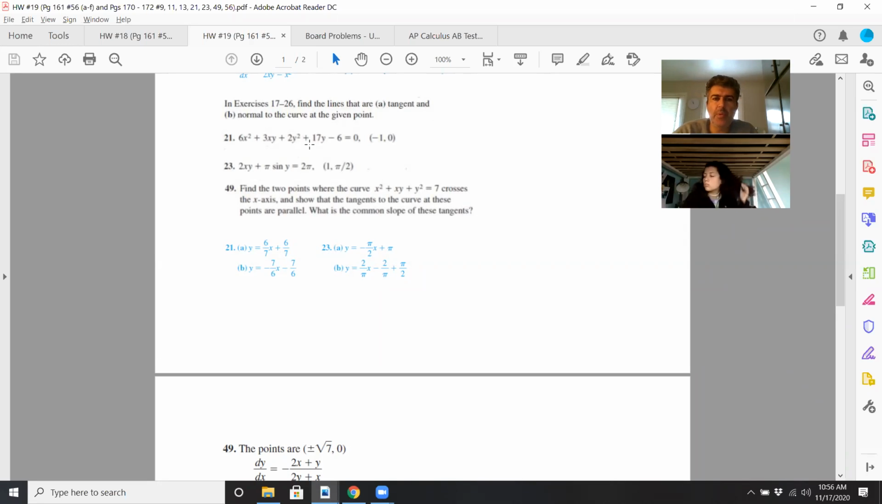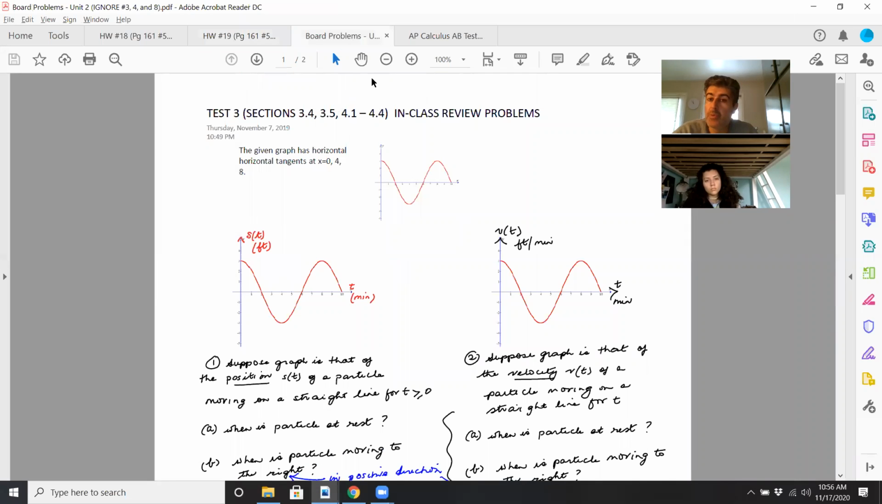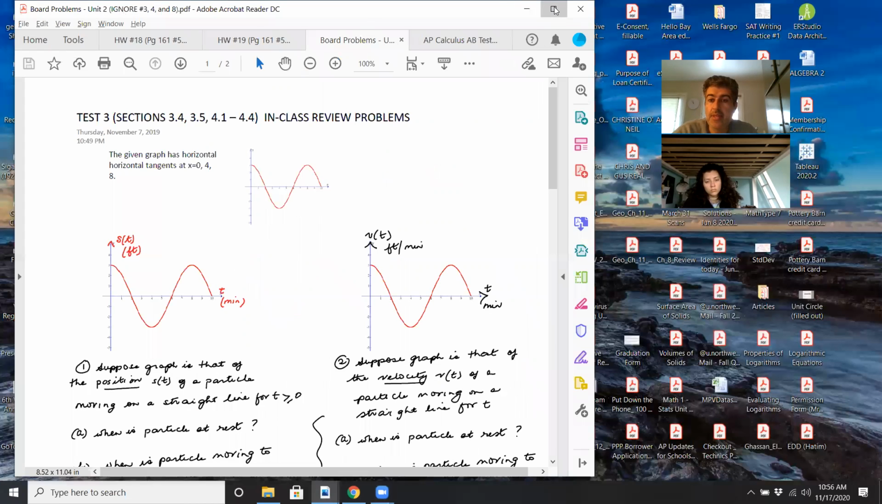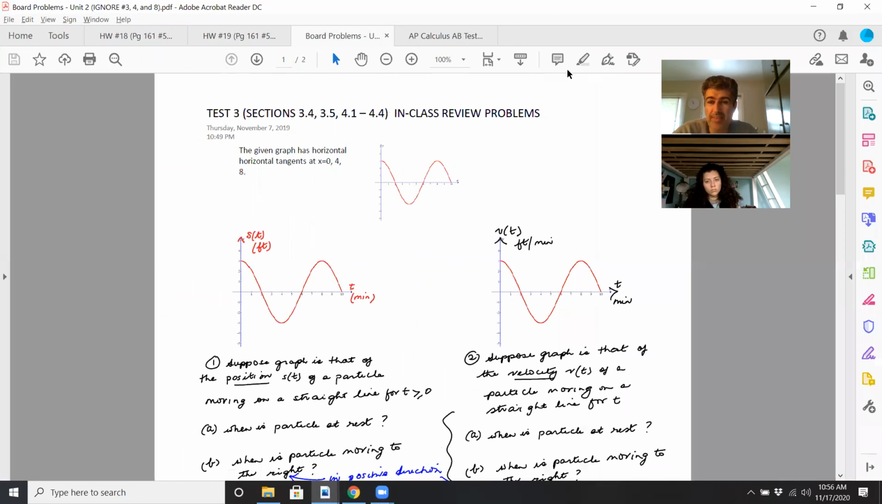So the board problems, here's what I want you guys to do. I'll put you guys in groups with maybe 3 or 4 people. Actually, no, we'll do exactly 4 people because we have 20 people in this class. So you can see in the file name itself, I say ignore number 3, 4, and 8. That's because 3, 4, and 8 cover topics we've not done yet.